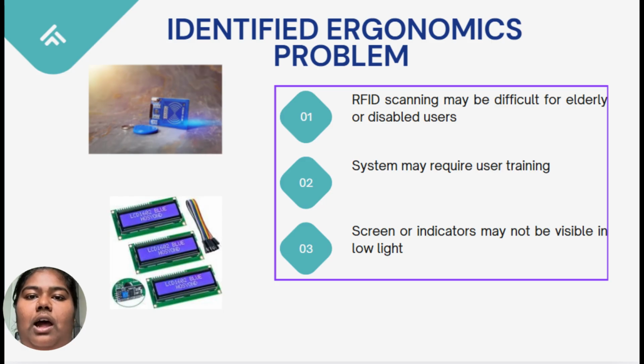Now I will present the identified ergonomic problems. For this slide, we identified several ergonomic issues in the smart key vault system. First, RFID scanning may be difficult for elderly or disabled users. Some users may have limited mobility, poor hand coordination, or slower reaction time. Because of this, aligning the RFID card properly with the scanner could be challenging and may cause delays or frustration.